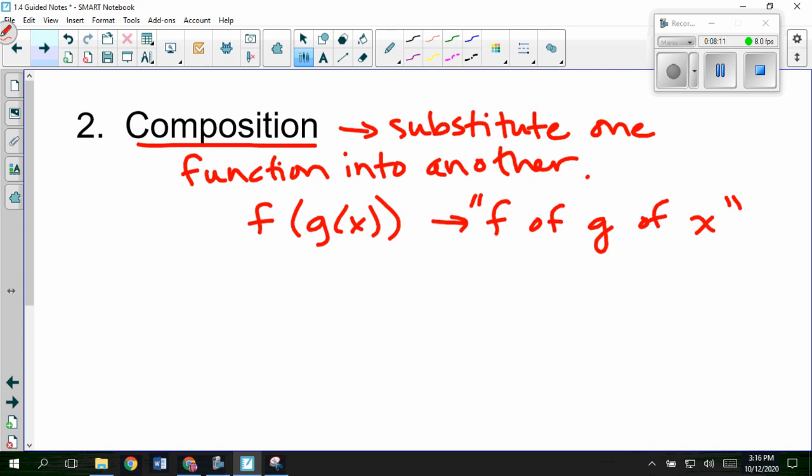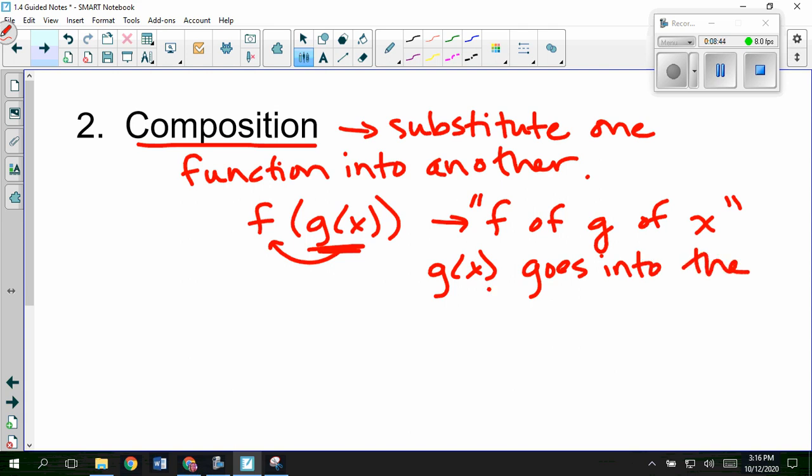And f of g of x simply means that, as you'll notice here, the g of x function is actually inside the f function. So the interior part, the g of x piece, has replaced that x part. And so the idea is that the g of x function is really getting put into the f function. G of x goes into the f function.